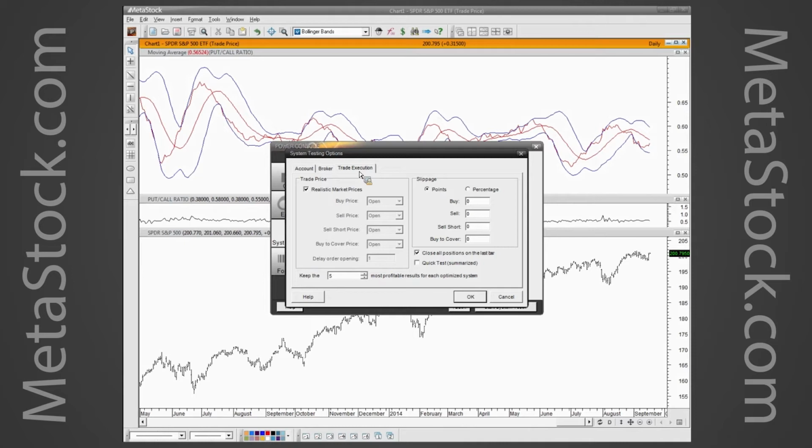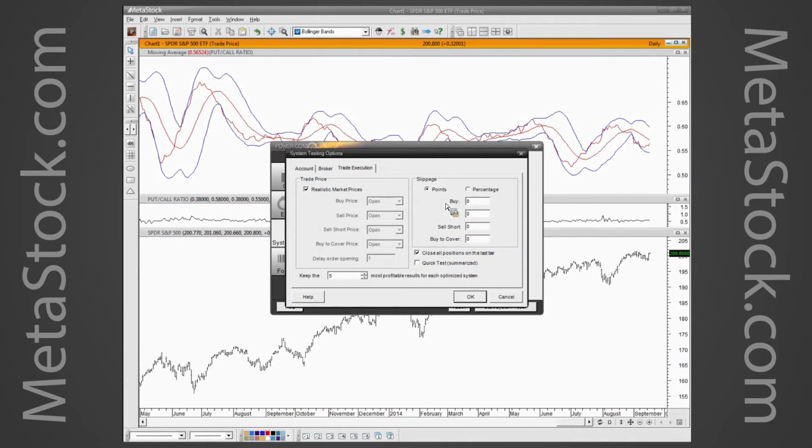Okay, under trade execution, for trade price, we're going to just leave things as the default, which is realistic market prices. And that just means that with daily testing on daily data, you would be entering the positions at the next day's open. So that's why we have our buy and sell prices. And if we were doing short trades, they are all entered at the open with a delay of 1, meaning that you enter the position at the open of the next day.